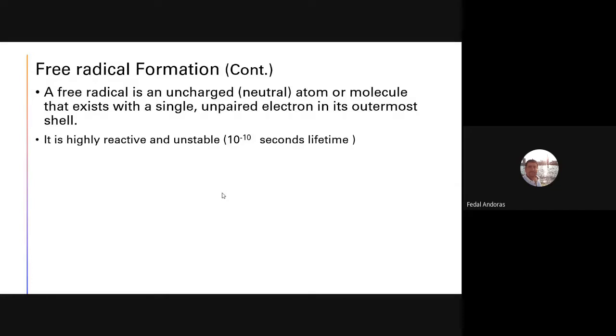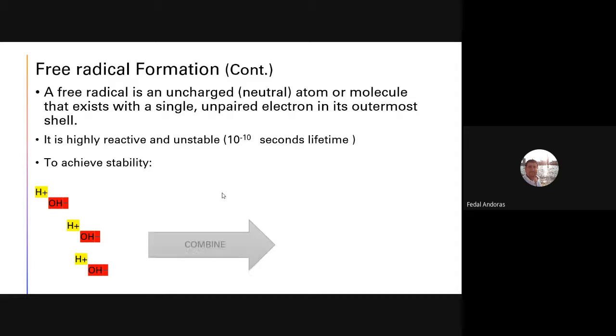Its lifetime is 10 to the power minus 10 seconds, so the lifetime is too short. It's very active. It needs to reach a stable state. It's unstable. So what will happen next? To achieve stability, free radicals try to reach stability by combination.